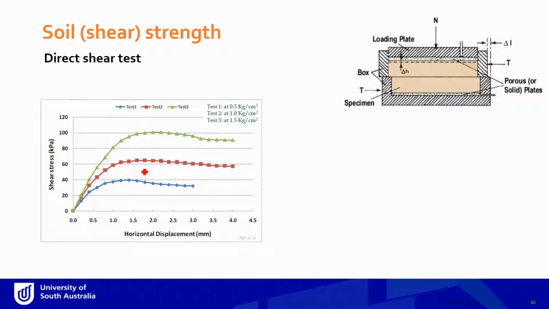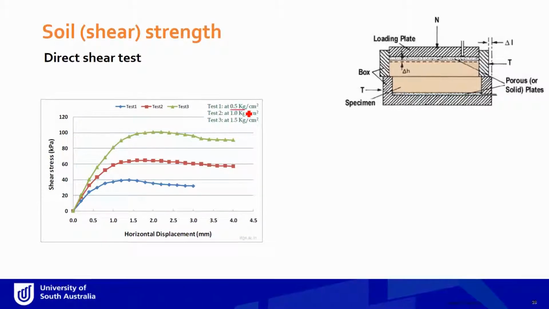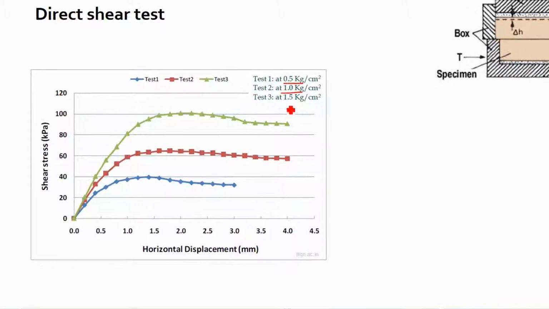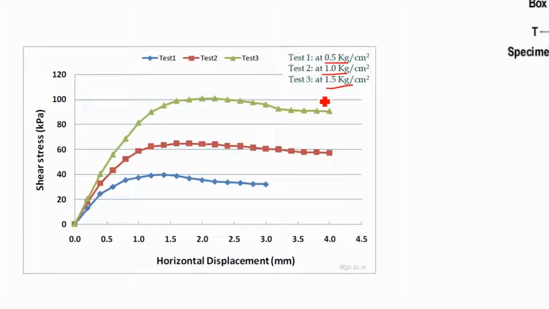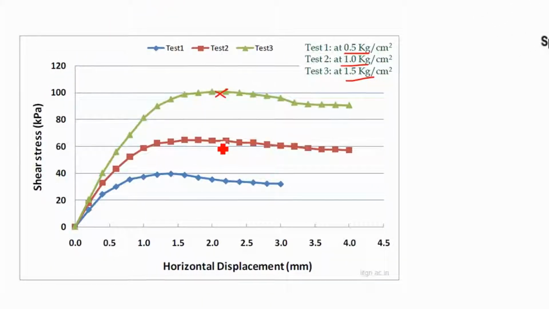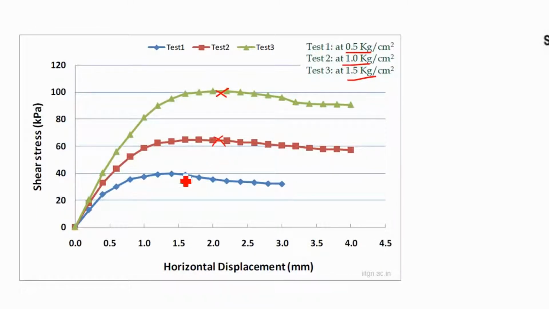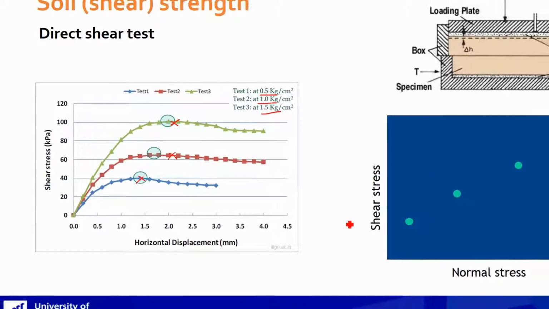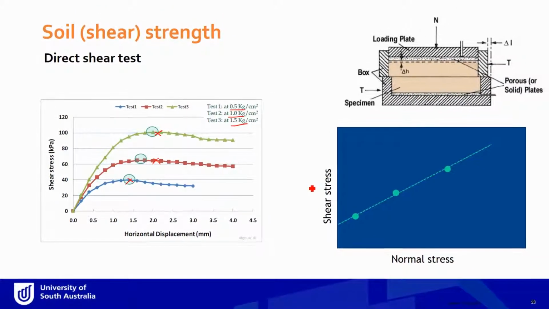Let's say we have 3 tests. One is done under half a kilogram per centimeter square of normal force, the second was done at 1 kilogram, and the third was done at 1.5 kilograms. You can see here that at 1.5 kilograms, the shear stress or shear resistance was much higher compared to 0.5 kilogram. If we take the peak points and plot normal stress against shear stress, we can draw a line. The slope of that line is basically phi, and the intercept we call the cohesion intercept, or C.